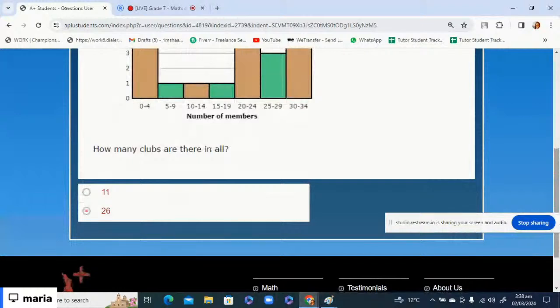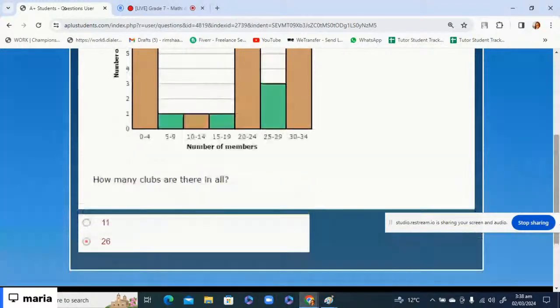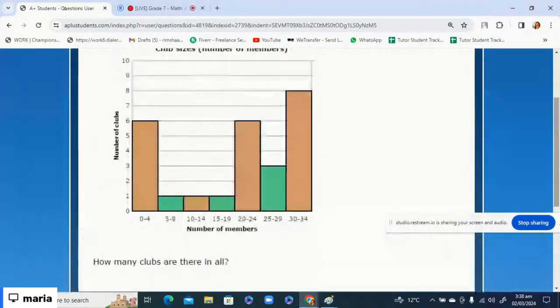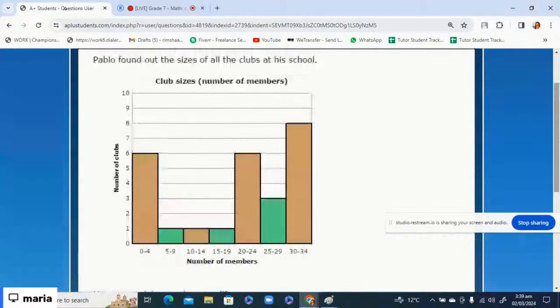Just count all of it, okay? For the first 0 to 4, it's 6. 5 to 9, it's 1. 10 to 14, it's 1. 15 to 19, it's 1. So count 6 plus 1 plus 1 plus 1 plus 6 plus 3 plus 8. Okay?